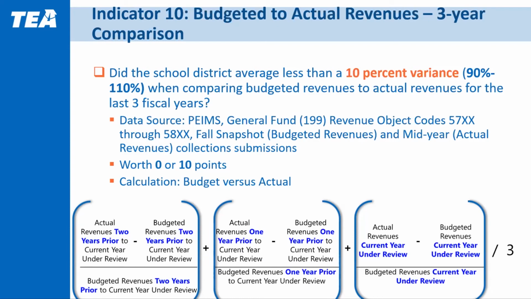And then the two budgets we are comparing are your fall snapshot, so whatever it is on the last Friday in October, compared to the actual revenues that you collected, and that's the information that we get through PEIMS.